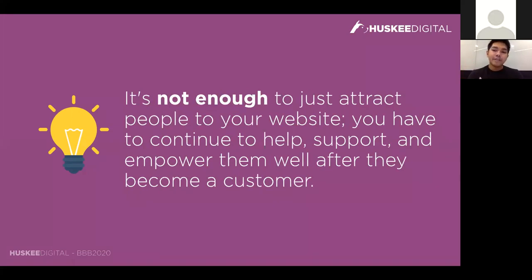It's not enough to just attract people to your website. Okay? You have to continue to help and support them well after they become a customer. And that's what inbound marketing really forces you to do. It's not a fancy strategy. I feel like it's something very intuitive, and it's something that should be a norm for most businesses. And yet we find ourselves having to have these conversations just because we feel like there isn't enough of that empathy going around.